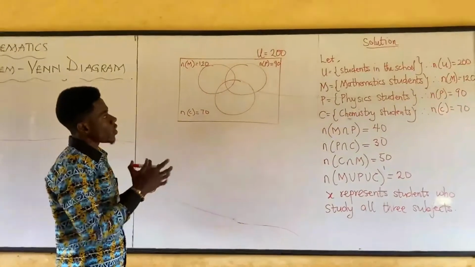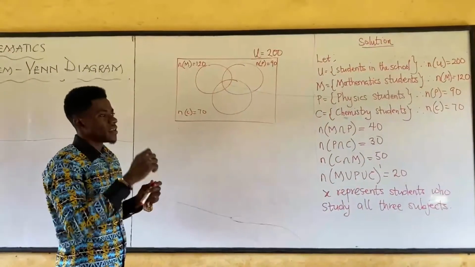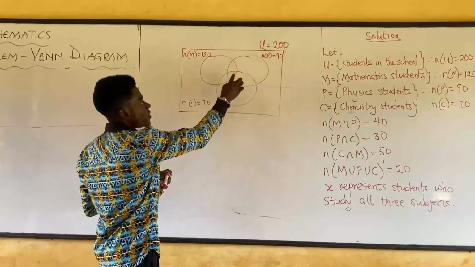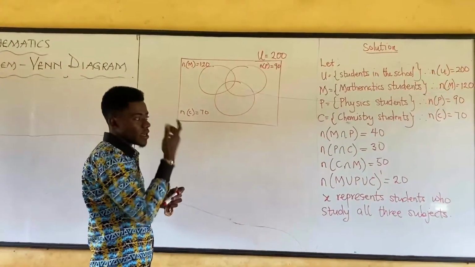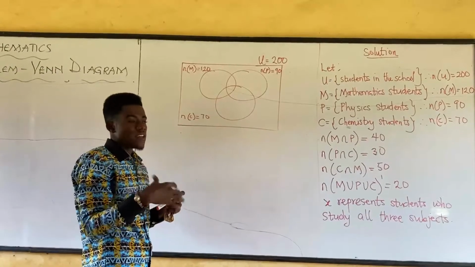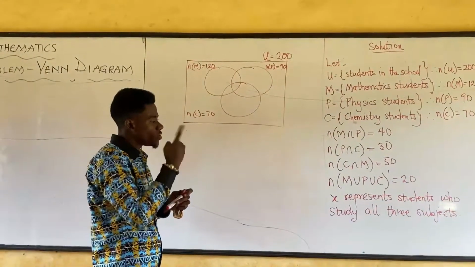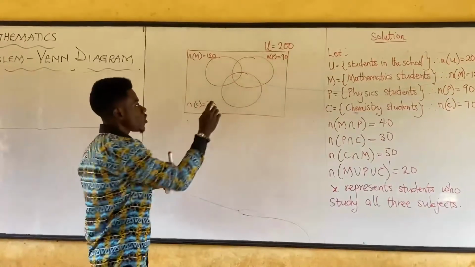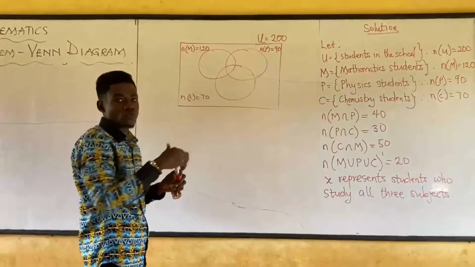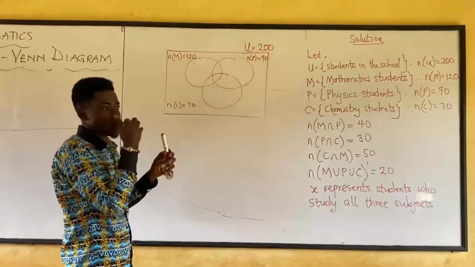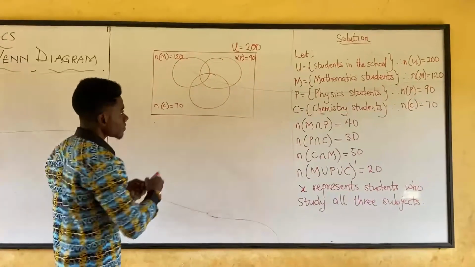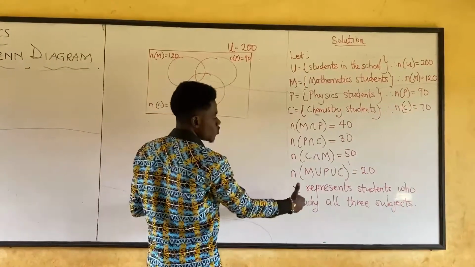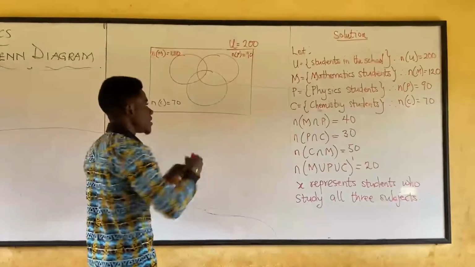Now, when you want to make it very simple, it is more advisable to first find the intersection of all the three sets. In some questions you'll be given, but even if you are not given, the variable that you denoted, make sure you put that one there before you move on to the other regions, because it makes your work very simple. And in this, we are letting X represent the number of students who study all the three subjects. So we put our X here.